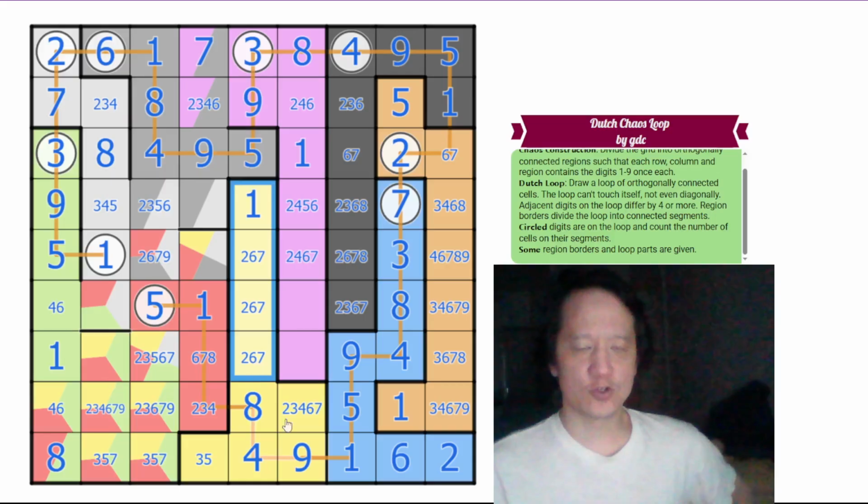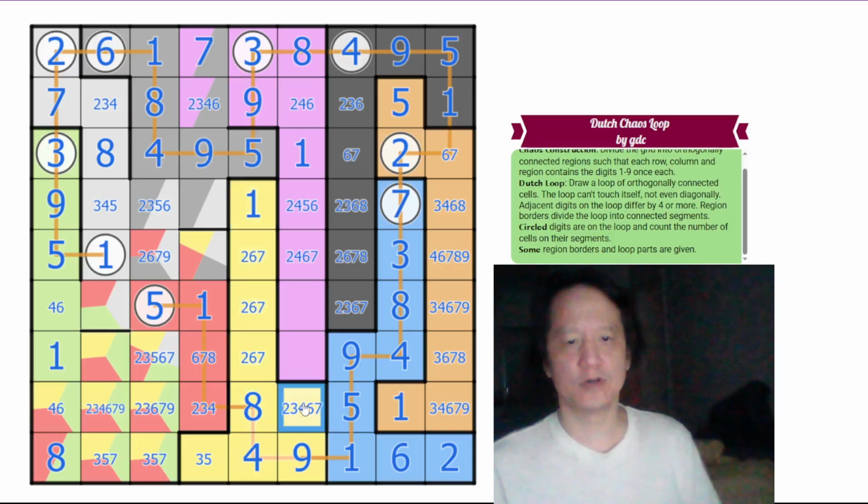This is a 2, 6, 7 triplet. It eliminates 2, 6, and 7 in the rest of the row. This can't also be 4 either, so this is 3, which makes this 5. So none of these can be 5.